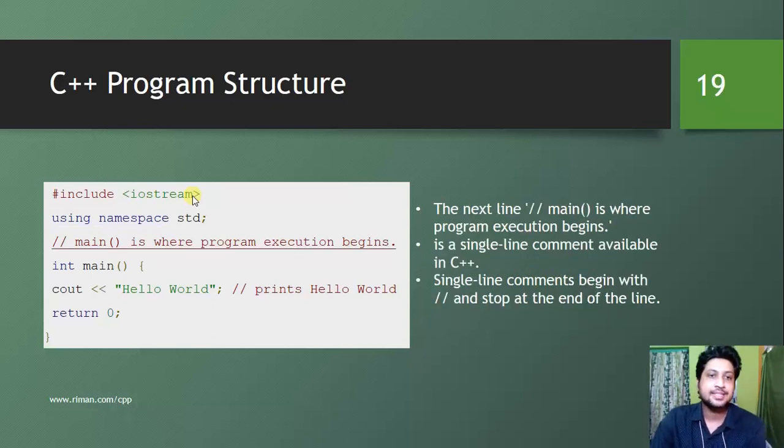Now look at the next line. It's preceded with a double slash. Those who have some knowledge of the C language know that the double slash represents a comment line. So this is a single line comment that will be completely ignored while executing by the CPU.